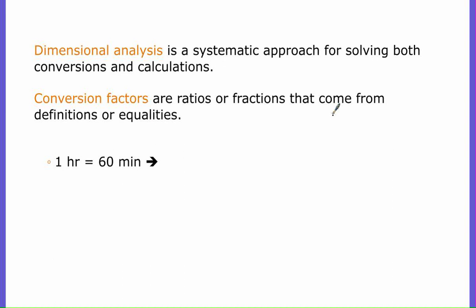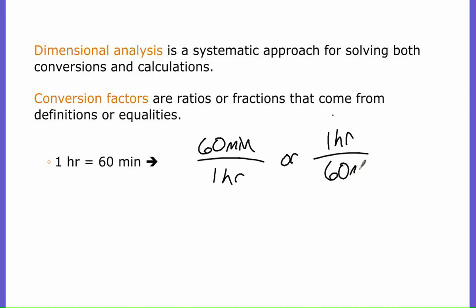Conversion factors are ratios or fractions that come from definitions or equalities. So you'll have a situation like this. You guys know that 60 minutes is equal to an hour. So I can use that as a conversion factor. I can take that equality and turn it into a fraction. I can either say that there are 60 minutes in 1 hour in this fraction, or I can flip that and say that 1 hour is equal to 60 minutes in that fraction.